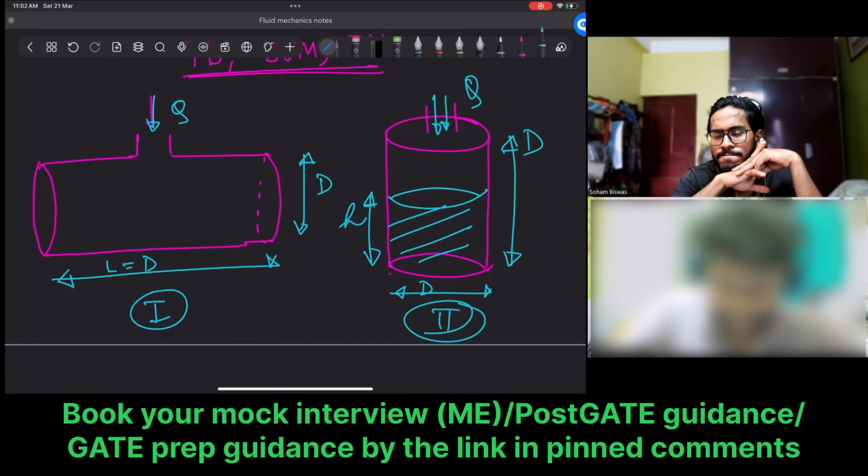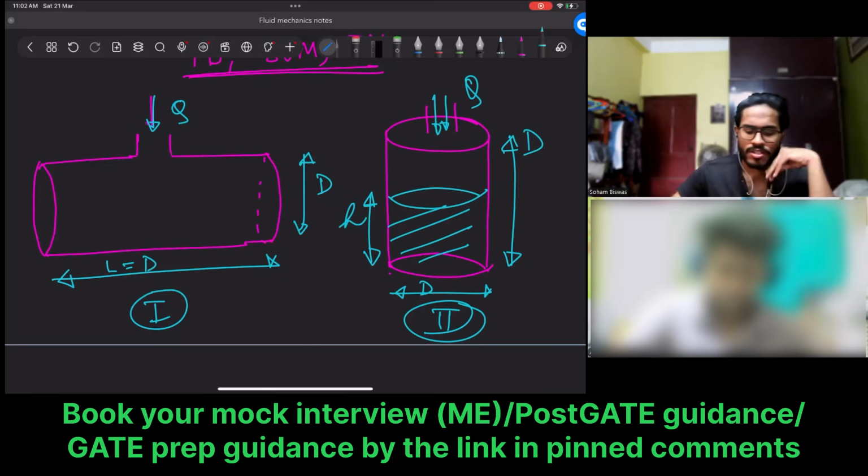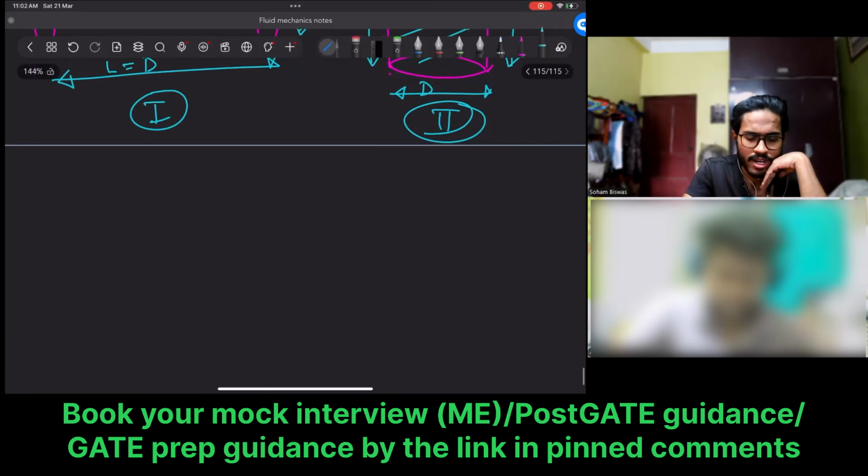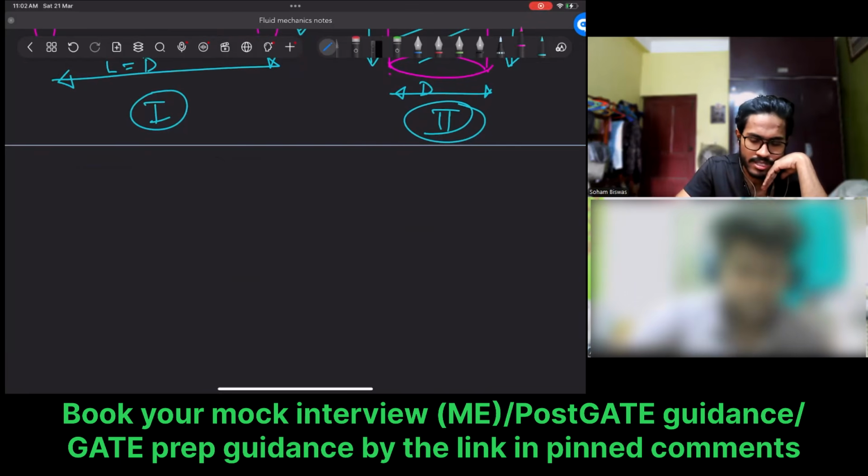Q into t is equal to A into h, where h is the amount of change in height. Tell me the equation that you have written. Q into t is equal to A into h, where h is the change in height.